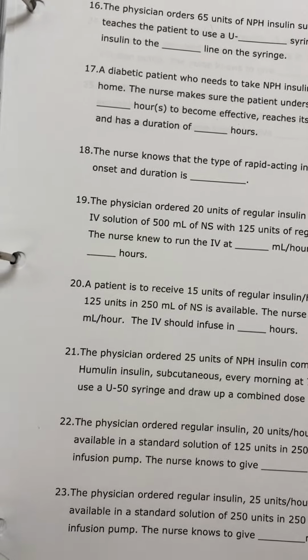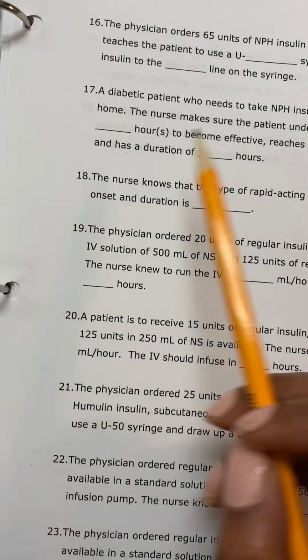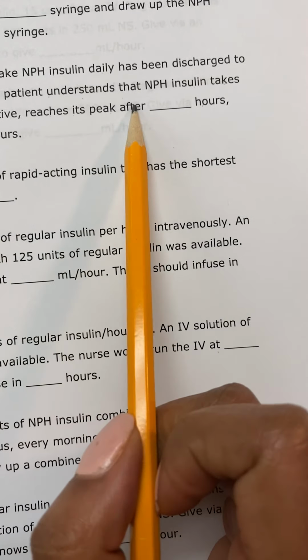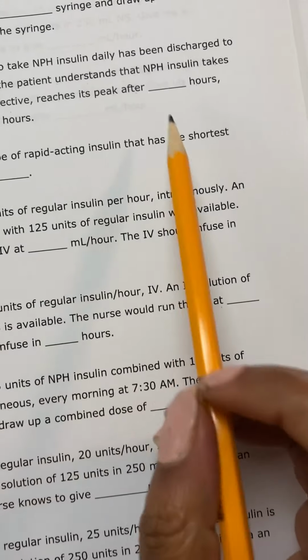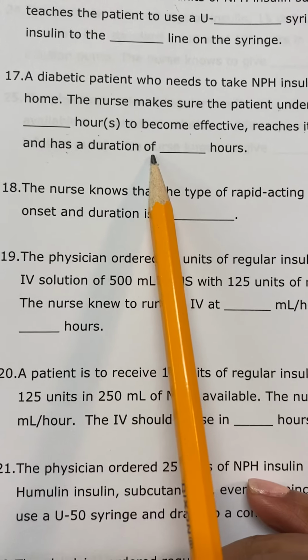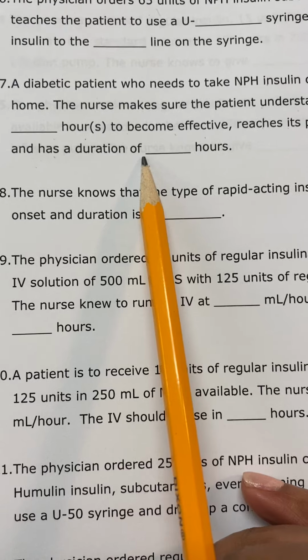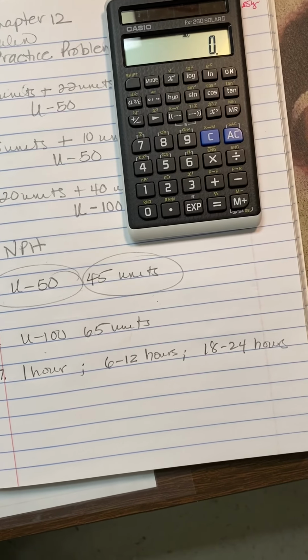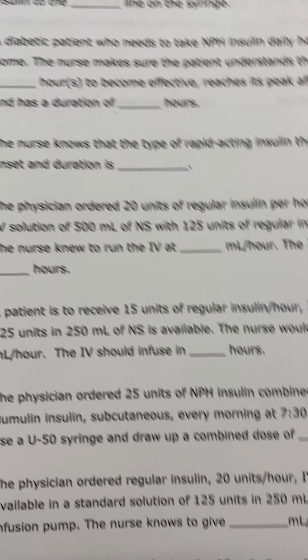So on 17, it takes about 1 hour to become effective. It takes about 6 to 12 hours to reach the peak. And the duration, how long does it last? It can last 18 to 24 hours. Okay, so that is the answer for 17.